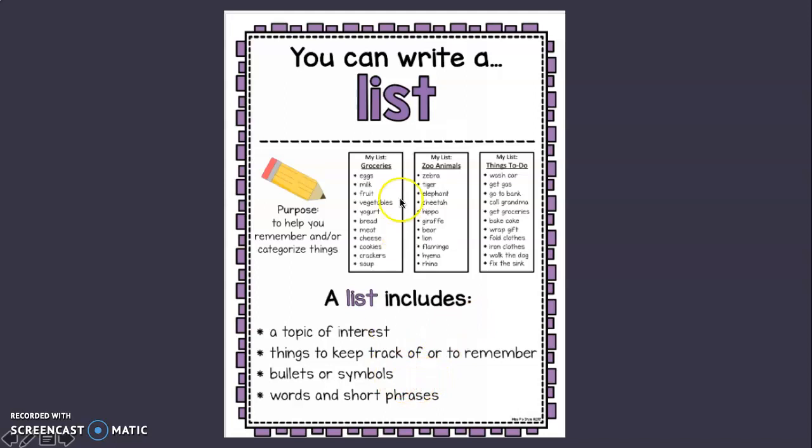All right? Your list always has to have bullet points or a symbol, or it can be numbered like 1, 2, 3, 4, etc. And your list always has to be in words and short phrases. Words is one word. Short phrases means like red button, black shoes, blue comb. Only short and sweet, okay?